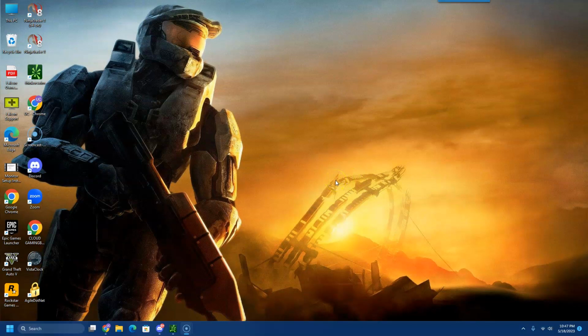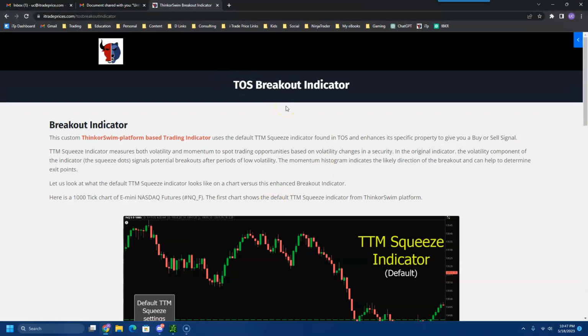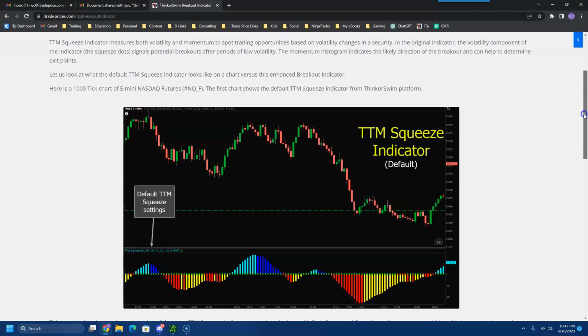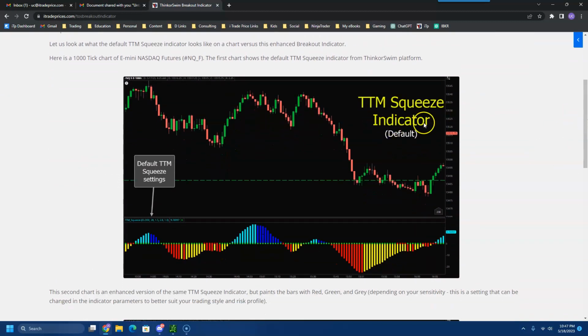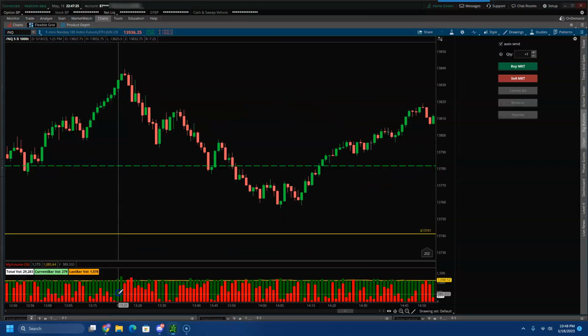And in this video, I wanted to talk about the, let me open the website, the TOS breakout indicator, right? So it's an enhanced version of the TTM Squeeze indicator, okay? Not going to go into the detail of what the TTM Squeeze indicator is. You can read all about it online, right? But it is available on the Ameritrade ThinkorSwim platform by default.